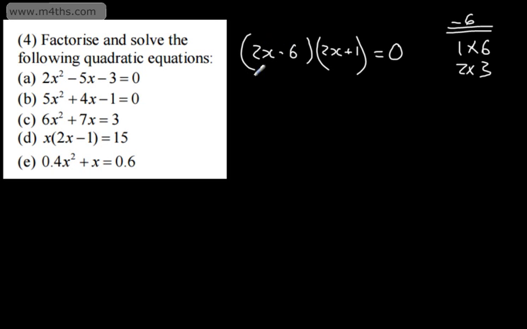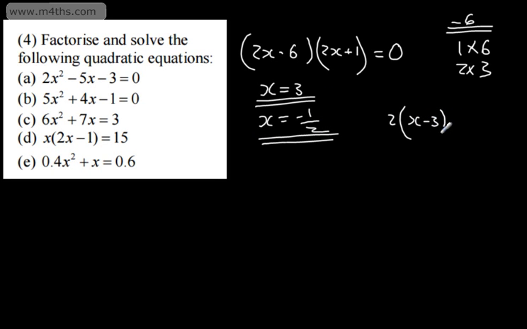The reason being here is I could take 2 out here, and that would just now be cancelled off. Or I could just say that 2x minus 6 is equal to 0, which would give that x is equal to 3. 2x plus 1 is equal to 0, so x would be equal to negative 1/2. Of course, what you could have done is taken that out and written 2x minus 3, and then 2x plus 1 is equal to 0, and then cancelled it like so. Or if you want you can divide both sides by 2. It doesn't really make a massive difference here.